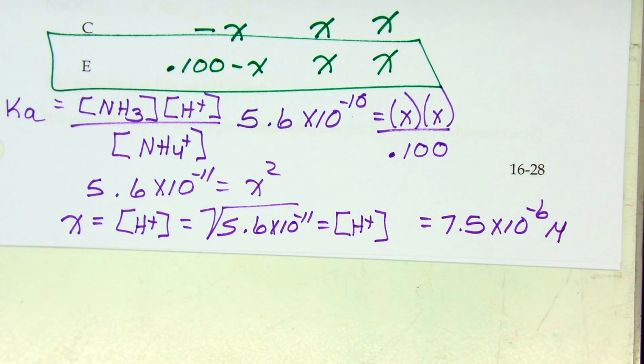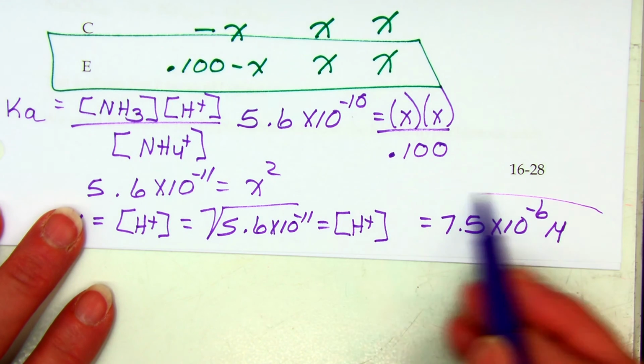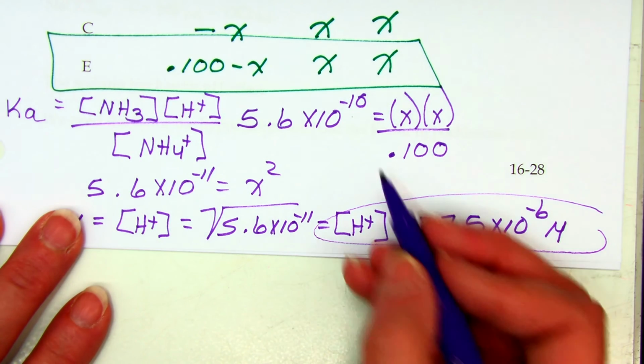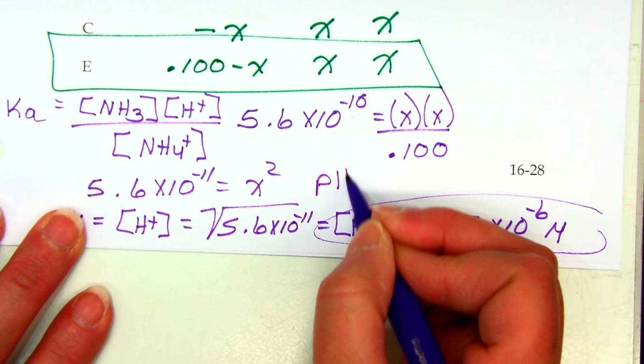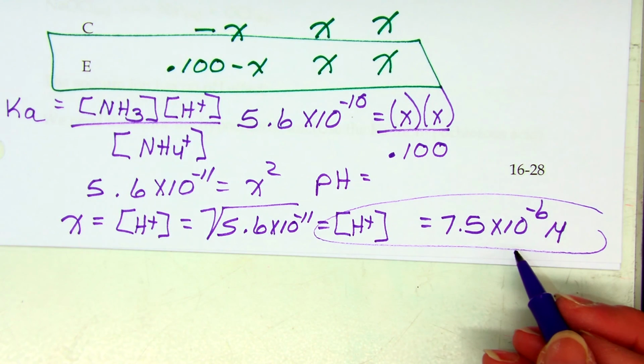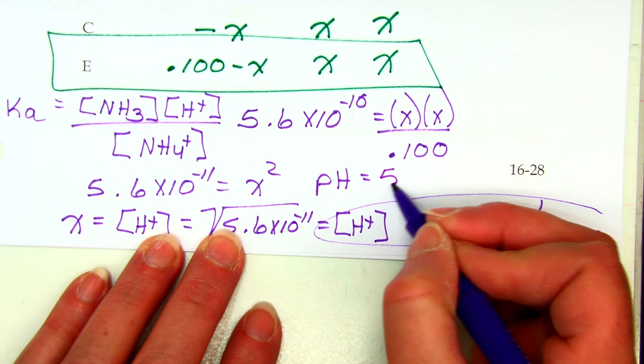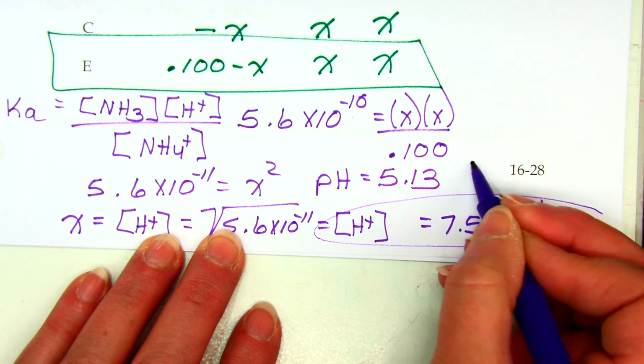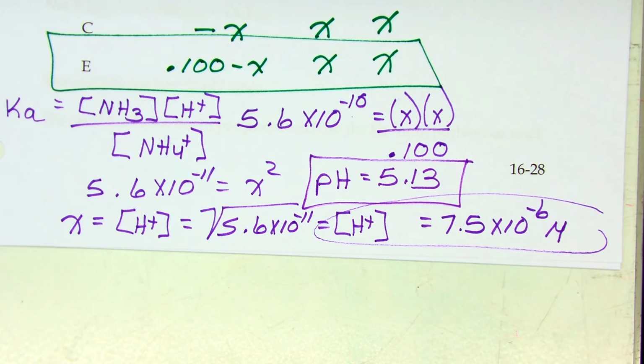Now if I know the hydrogen ion concentration, from this I can find the pH. So the pH is minus the log of 7.5 times 10 to the negative 6th. The pH is 5.13. Now, as always, we ask ourselves, is this a reasonable answer? And the answer is yes, because it's less than 7, it's acidic, and we would expect it to be acidic because the ammonium ion is an acid.